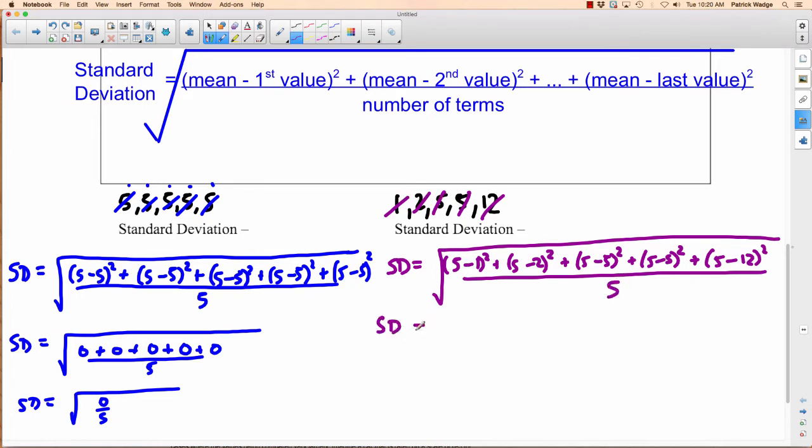Here we go. So first we get 5 take away 1, which is 4, and we're going to have to square it. Plus 5 take away 2 is 3, and we're going to have to square it. Plus 5 take away 5 is 0, and square it. 5 take away 5 is 0 again, and then square it. Plus, we're going to the negatives, people. Put it in brackets. 5 take away 12. That actually goes to -7, and then we have to square -7. This is all divided by 5.